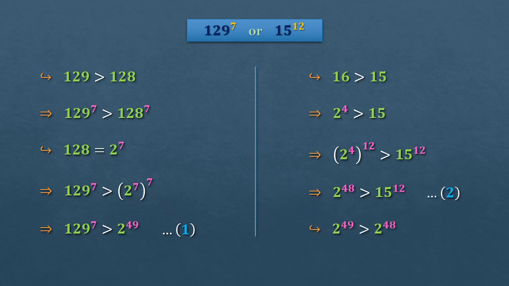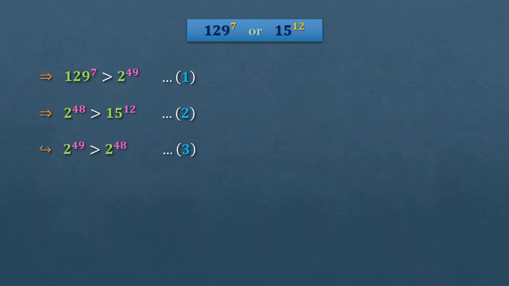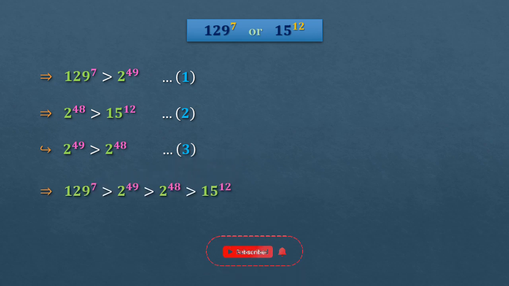We also know that 2 to the power of 49 is strictly greater than 2 to the power of 48. We call this inequality number 3. By combining inequality number 1, inequality number 2, and inequality number 3, we obtain 129 to the power of 7 is strictly greater than 2 to the power of 49, which is strictly greater than 2 to the power of 48, and 2 to the power of 48 is strictly greater than 15 to the power of 12. Therefore, we conclude that 129 to the power of 7 is strictly greater than 15 to the power of 12.